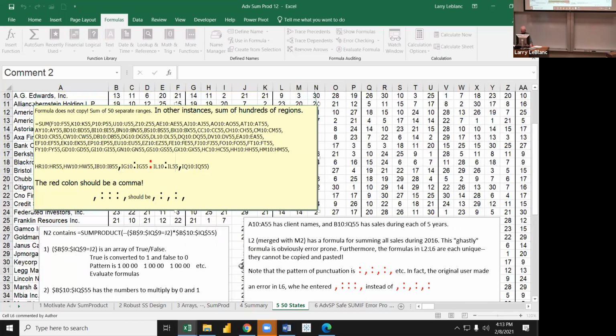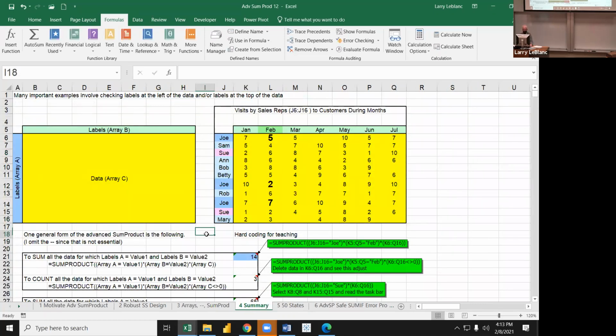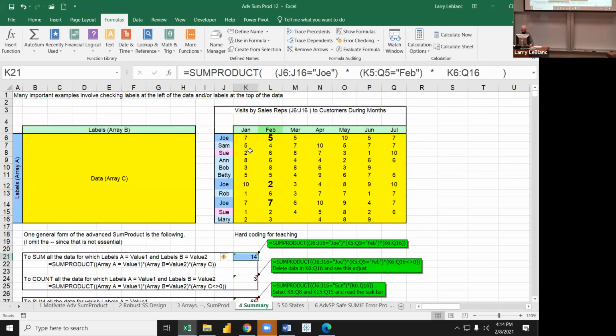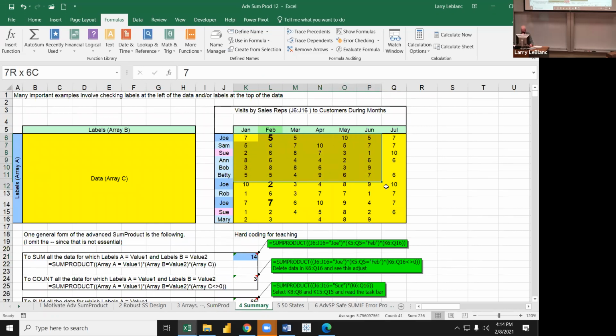Let's look at the big picture. Let's look at the summary. I give you 6 formulas, but you really only need to review 1. The other 5 are extensions of the 1. I start with a generic example. I have a rectangular array of numbers. I have labels to the left and labels at the top. For example, array C is the numbers, array A is the labels on the left, array B is the labels on the top.